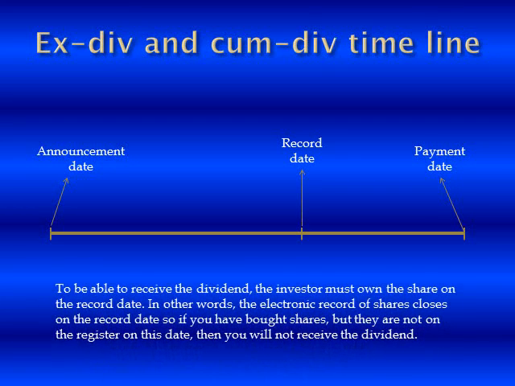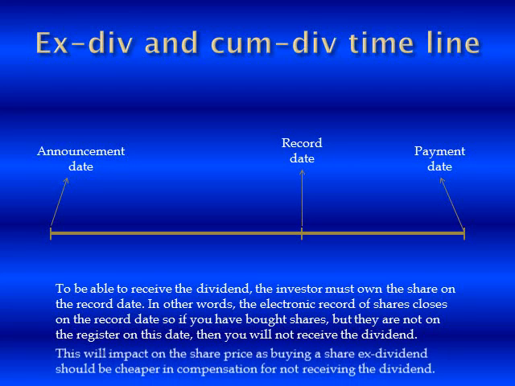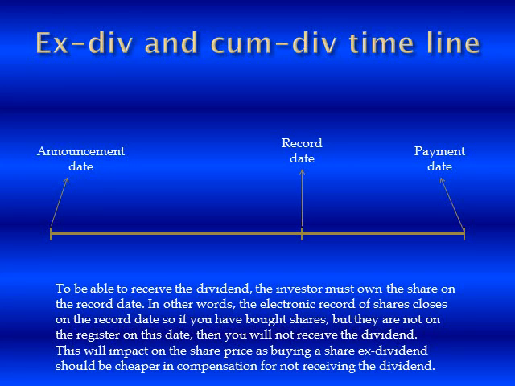To be able to receive the dividend, the investor must own the share on the record date. In other words, the electronic record of shares closes on the record date, so if you have bought shares but they are not on the register on this date, then you will not receive the dividend. This will impact on the share price, as buying a share ex-dividend should be cheaper in compensation for not receiving the dividend.